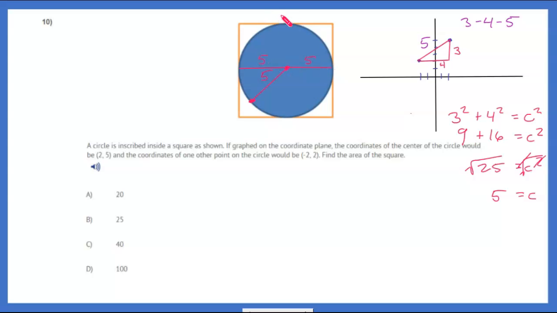So 5 plus 5 is 10. The length of the side of the square is 10. But this is also a square, so we know that all the sides are of equal length, so this side is also 10. This side is 10, and this side is 10. Okay, so we are almost there now. We just need to find the area of the square, which we know is length times width. 10 times 10 is 100. So our answer on this one is D.